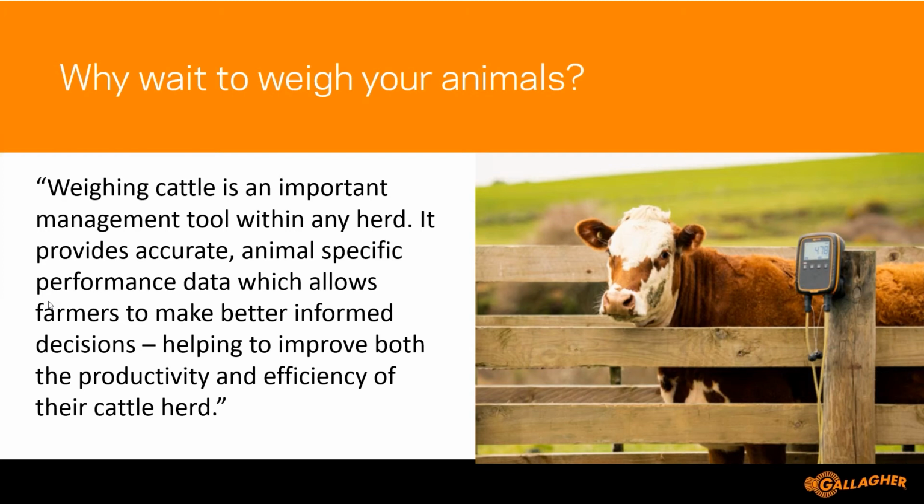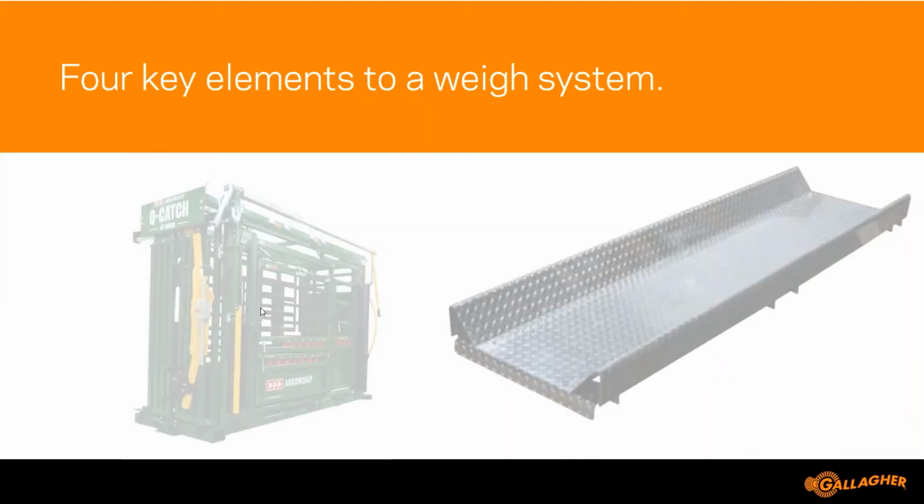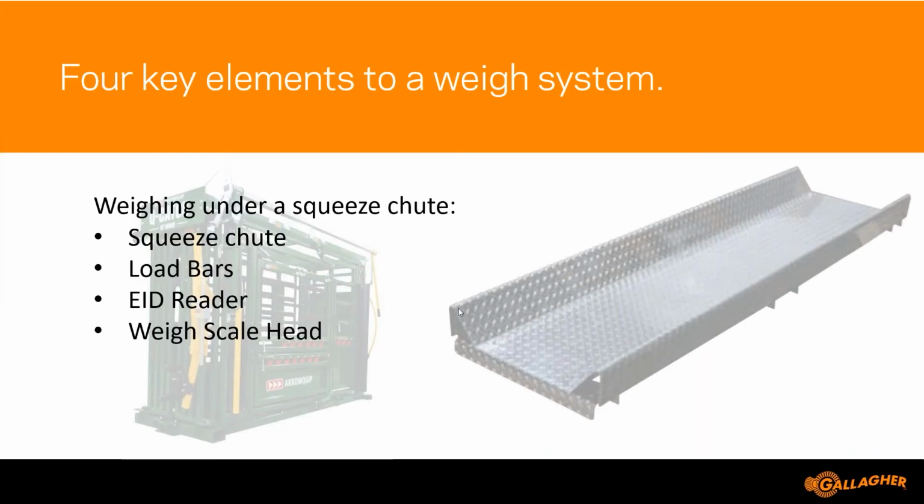Modern scale systems typically are comprised of about 4 different components. You obviously have a squeeze chute, and you might even entertain the possibility of doing it behind the squeeze chute with an alleyway. But the 4 components, as you can see, are a squeeze chute, load bars that go underneath the squeeze chute, an EID reader, and then of course the weigh scale head itself.